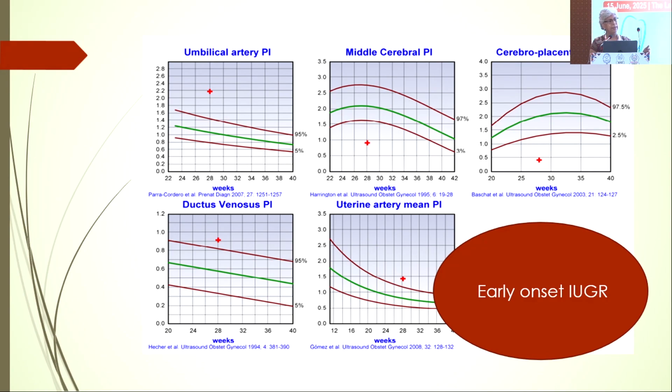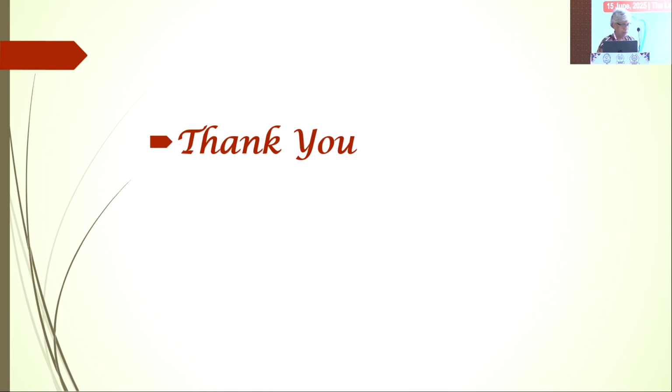So the difference is there. Small for gestational age fetuses carry a very good outcome, while early onset IUGR, or IUGR per se, can be associated with various complications. So it is very, very important to differentiate between these two conditions. Thank you.